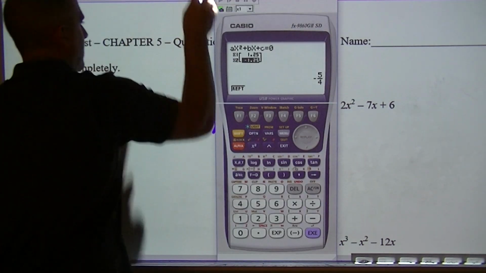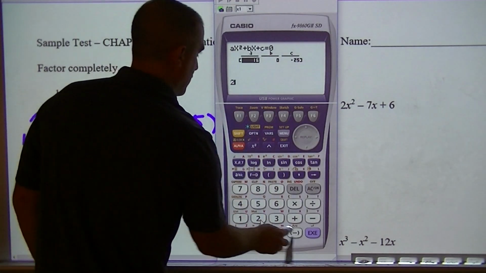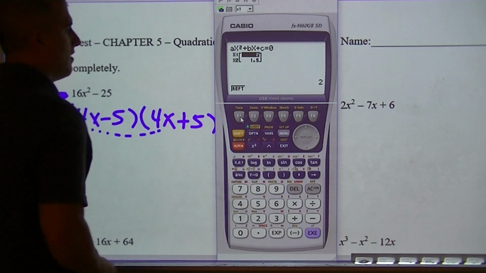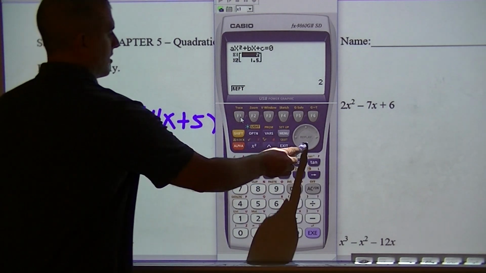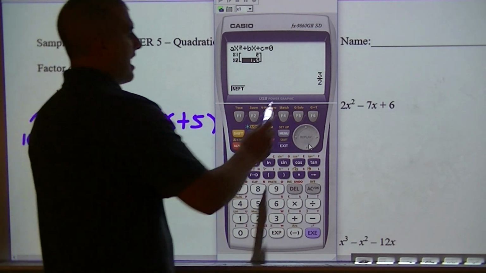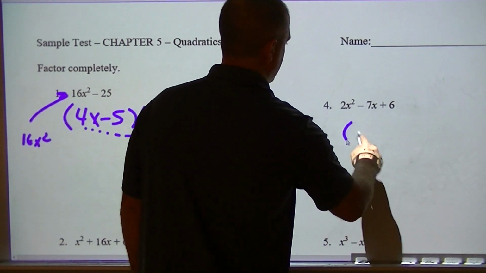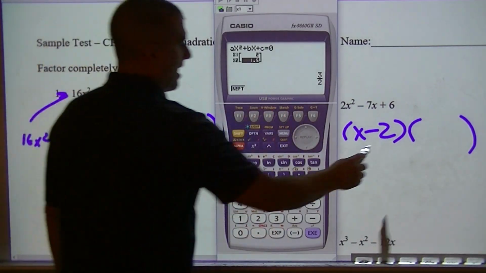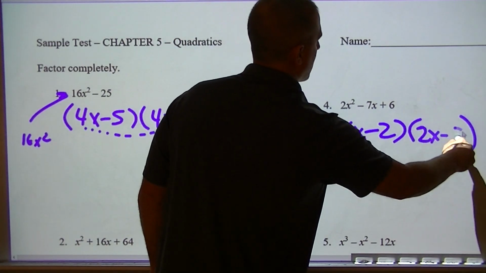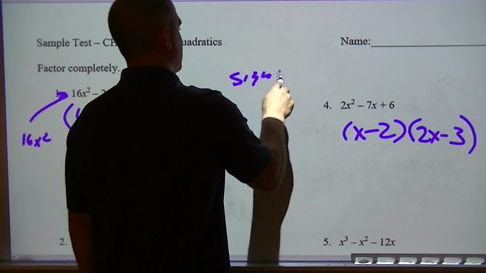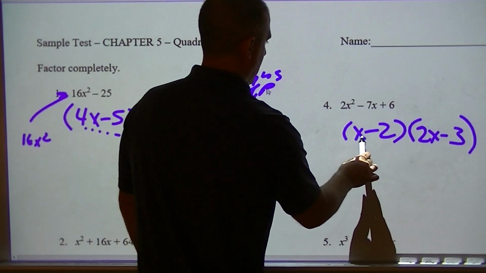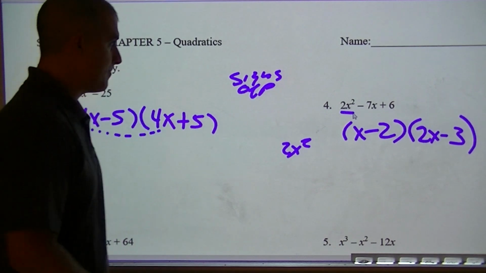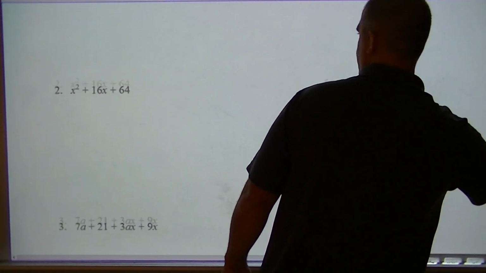Let's move on to this one right here. That'd be 2, negative 7, and 6. So I solved that, I got x equals 2 and x equals 3 halves. So that's going to be x minus 2 and 2x minus 3. Notice the signs are opposite. Now, x times that would be 2x squared, so that matches up with that. I'm good. Let's move on down.